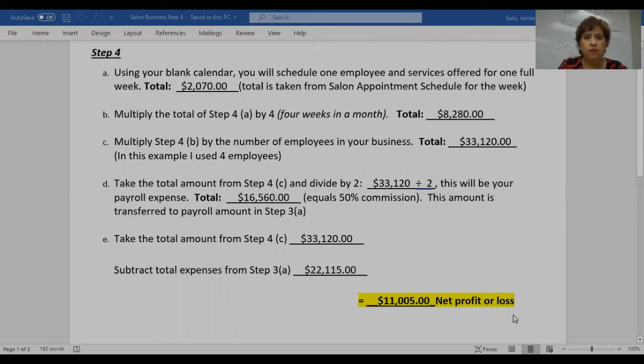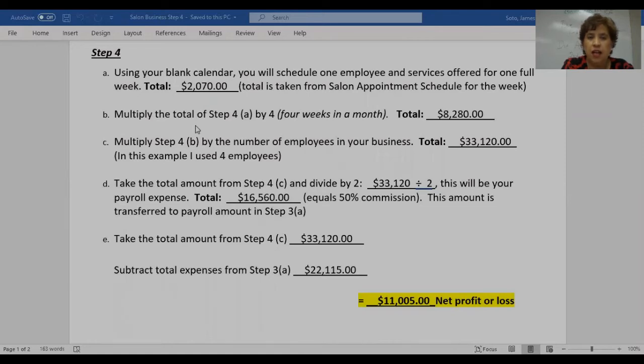So here we go. Using your blank calendar, which I showed you, the appointment book that I made, you will schedule one employee and a service offered for 1 full week, and you will total that amount, okay? And the total is taken from the salon appointment schedule for the week. That's the salon schedule.